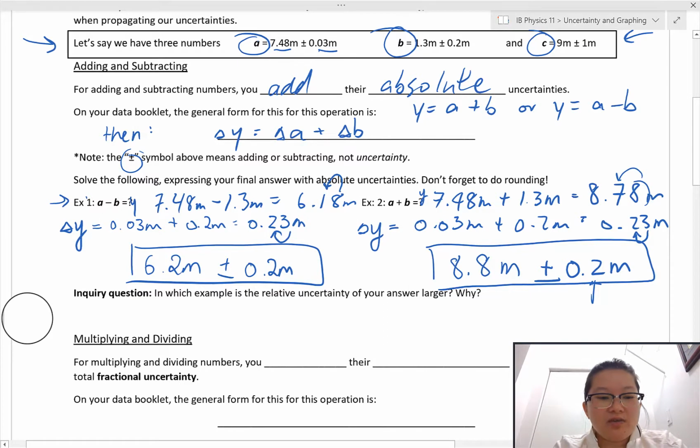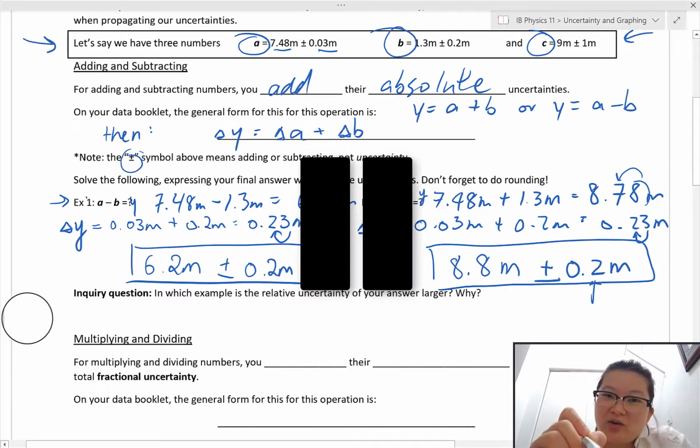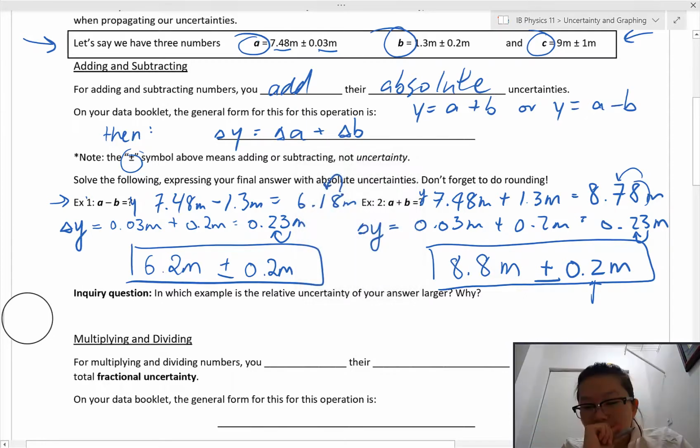Okay, I'm going to end with an inquiry question. In which of these two examples, example 1 or example 2, is the relative uncertainty larger? And why? So good time to pause the video now and think about it, and we'll talk about it afterwards.